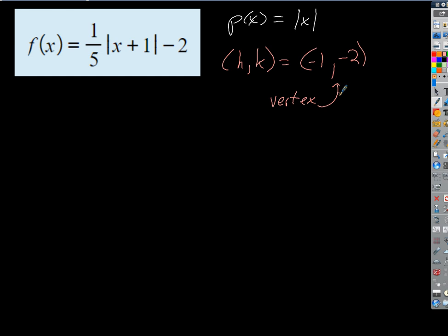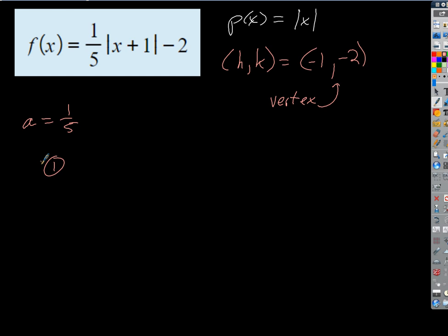Okay, so we know A is 1/5. What does that tell us? It's showing us the value of a point other than the vertex, right? It's telling us that whatever we would have normally expected from our parent function for the change in y from the vertex, we're going to multiply that by 1/5, right?